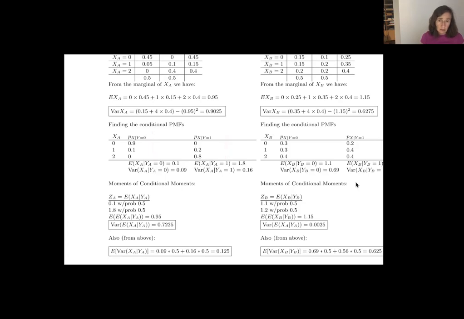And here I want to draw your attention to a couple of things. Okay, there's a big difference here across the two columns. If y is 0, x is likely to be itself 0. 90% chance that x is 0. If y is 1, very different. Here, x is likely to have its highest value, 80%.